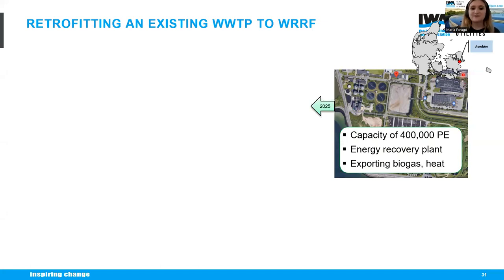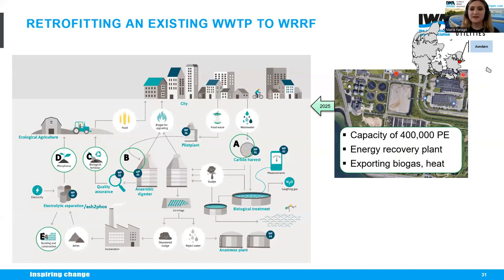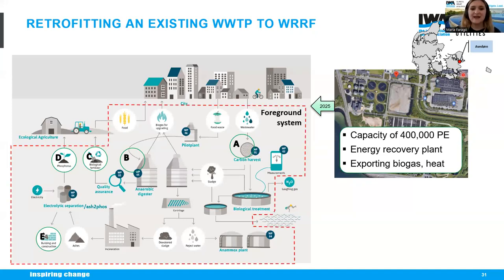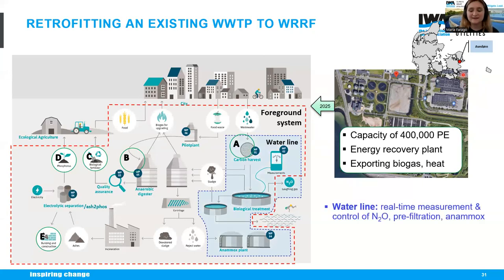But in 2025, the plan is that this plant will be transitioned to a resource recovery facility completely. And by completely, I mean that the operator is going to act on the water line by installing real-time measurement and control of nitrous oxide emission. They will also have pre-filtration technologies in order to increase the production of primary sludge, and therefore enhance the biogas production, and then also anammox in order to reduce the nitrogen load to the aeration.